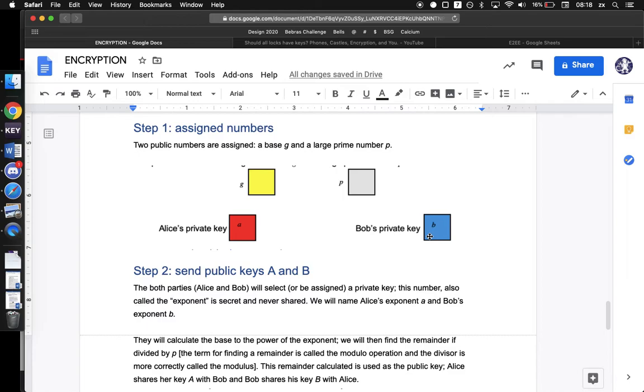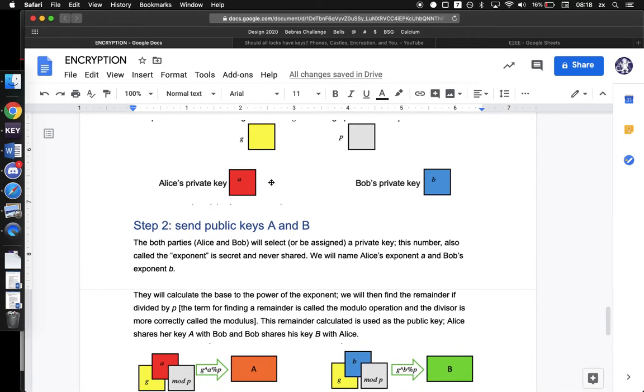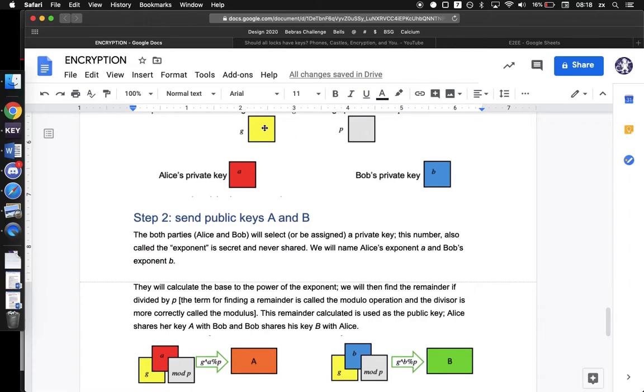Now each one of you is going to go through this process. I want you to think of a number and maybe write down on a piece of paper what your private key is. You should never have to tell anyone your private key. Your private key stays secret always. Now there are two numbers that, I don't know if you remember Sesame Street, how they had a number of the day. So we're going to have two numbers of the day. We're going to use G and P.